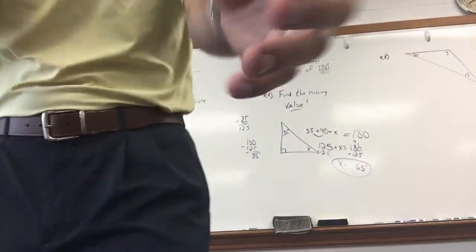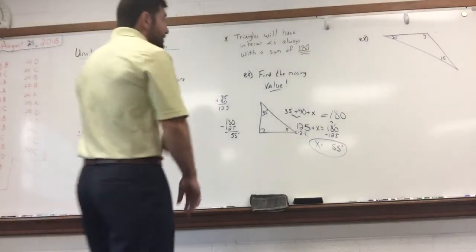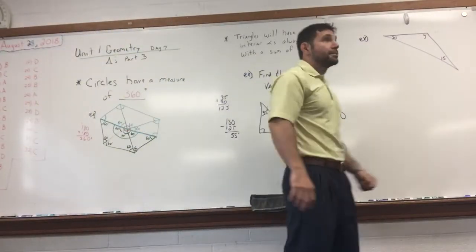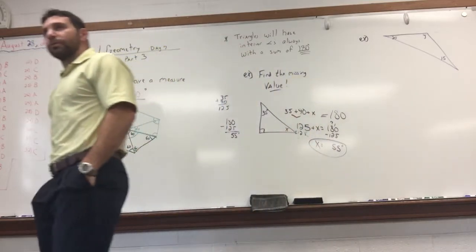We can't see it. Let's move this a little bit. So, 20 degrees, 15 degrees, Y degrees. Find the missing, and actually I said find. I want you to solve for the missing variable.